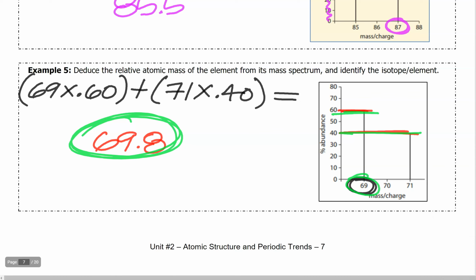But if you didn't have this data, like if you put down 69.7 or 69.9 or maybe even 69.6, those all would probably be right. So anyway, that's kind of how you do this with and without the labeled axes.